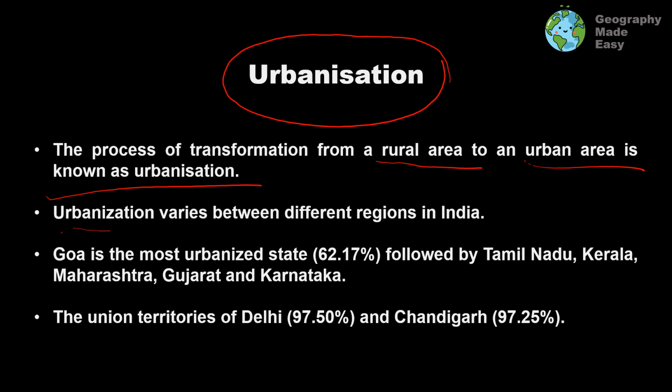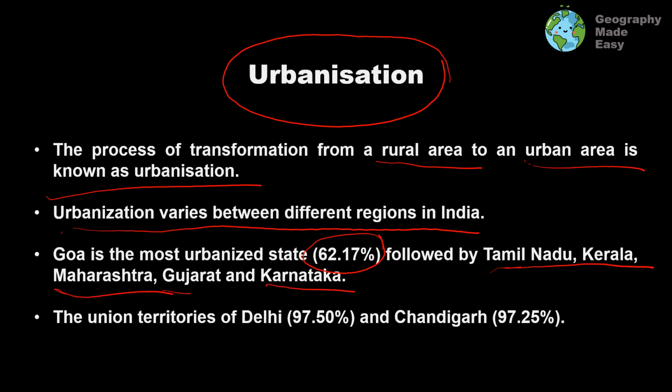So this urbanization varies between different regions in India. Certain regions are experiencing much more rapid urbanization compared to other parts of India. The most urbanized state in this case is a small state. We have Goa, whose 62.17% of the area is urban. Followed by the southern states, we see Tamil Nadu, Kerala, Maharashtra, Karnataka, and we see Gujarat.